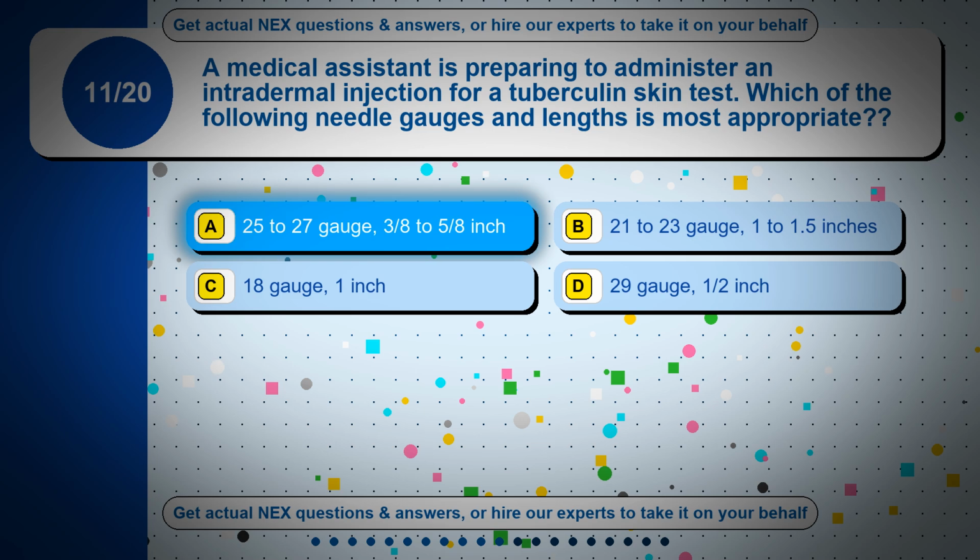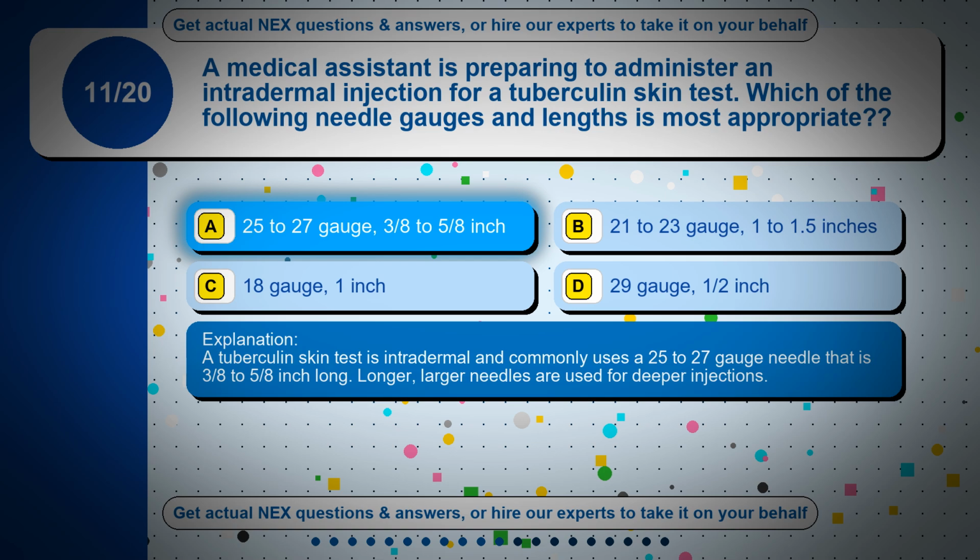The correct answer is option A. 25 to 27 gauge, 3/8 to 5/8 inch. A tuberculin skin test is intradermal and commonly uses a 25 to 27 gauge needle that is 3/8 to 5/8 inch long. Longer, larger needles are used for deeper injections.